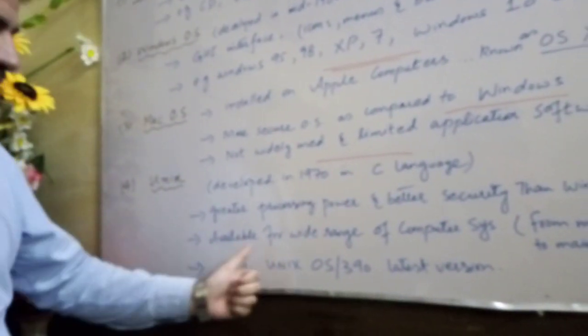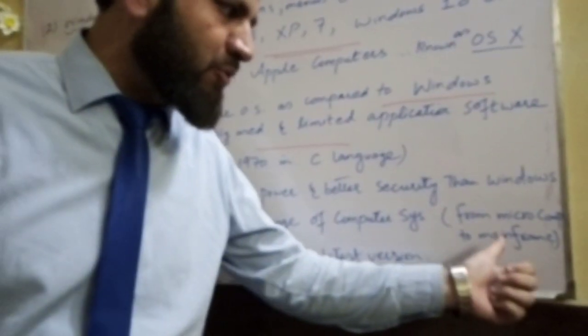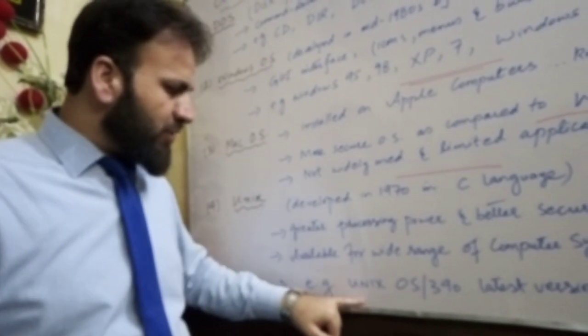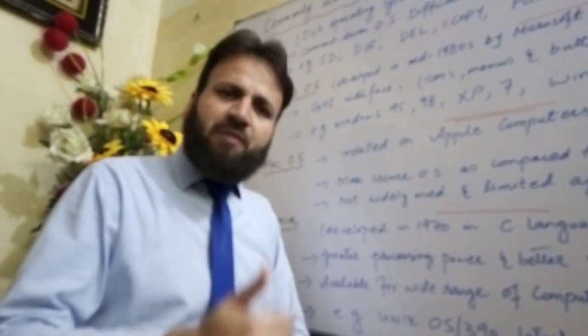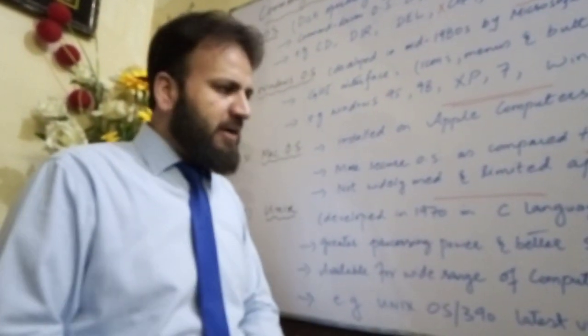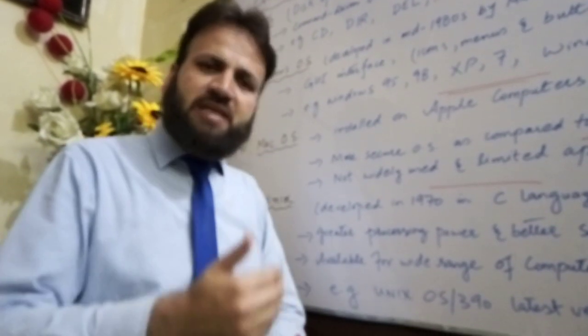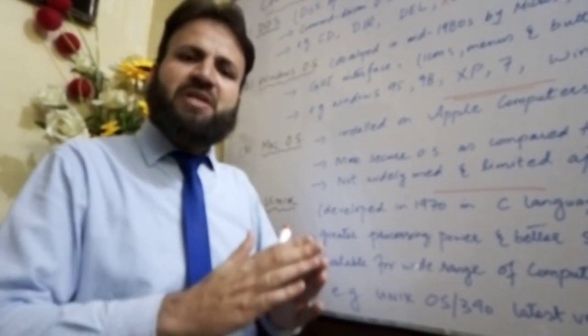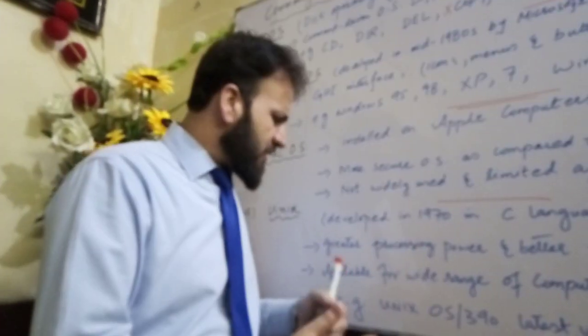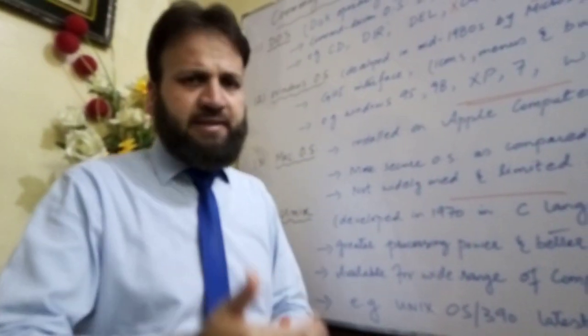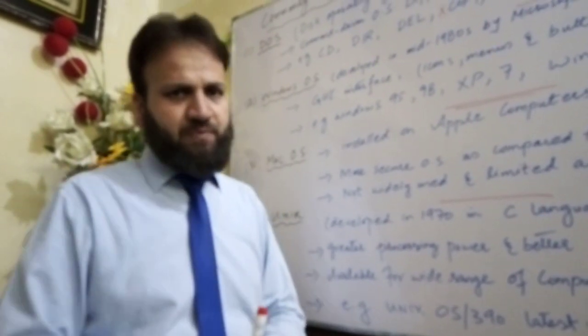It is available for a wide range of computer systems, from microcomputer to mini to mainframe. It is also used over a wide range. For example, the Unix operating system /390 is its latest version. Unix is basically a command-driven operating system, and Unix, Xenix and Linux are basically used in defense organizations because they provide better security than the Windows operating system.